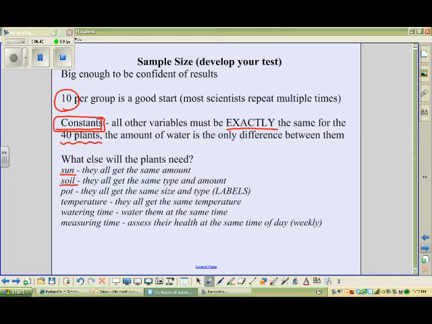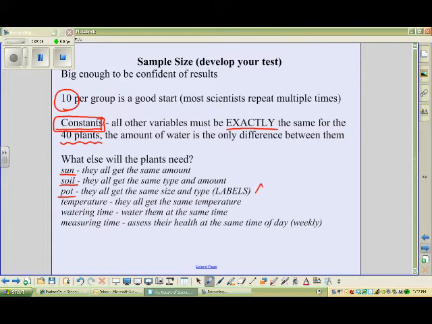We also need to make sure that all 40 plants get the same soil. They need to have the same type of soil, and they need to have the same amount of soil. If they were to have more or less soil, they may do better or worse depending on the soil, and we don't want that to be the case. We want to know if there's a difference in their health, that it's strictly because of the amount of water that they're getting. They all need to be in the same size pot and the same type of pot.